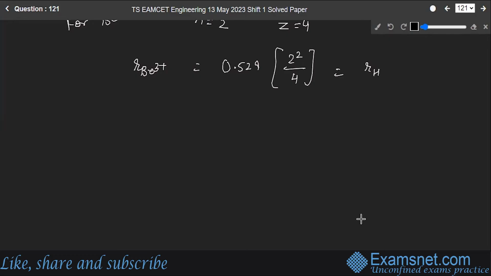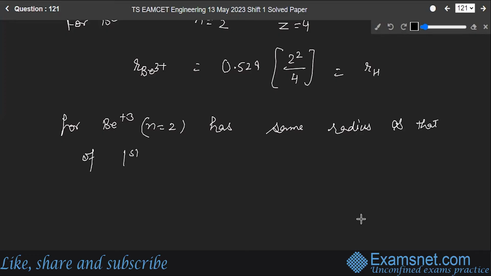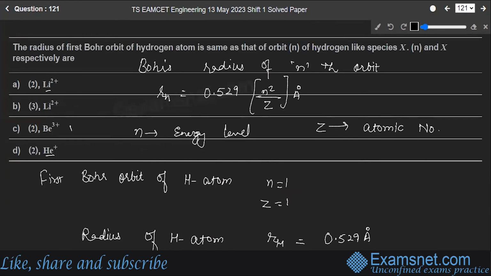Right. Now for the beryllium ion, n is equal to 2 has same radius as the hydrogen atom, same radius as that of first Bohr's orbit of hydrogen atom. Therefore, n is equal to 2 and X is equal to the beryllium ion. So this is the right answer. C is the correct option. Hope you understood that. Let's move to the next question.